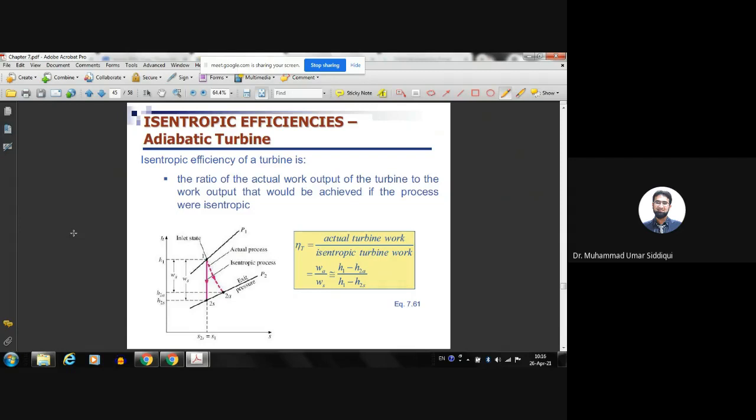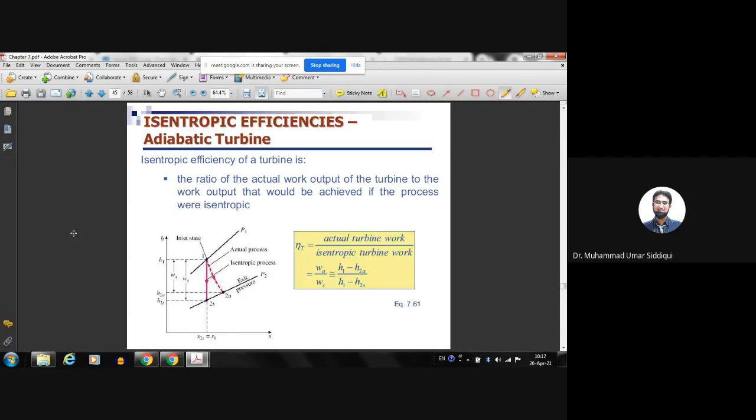Now, if the turbine is an adiabatic turbine, meaning the turbine has no loss of heat energy from it, then the process through the turbine would be isentropic, and there are no irreversibilities in the turbine, and all of the pressure energy will be converted into the work output. So for an isentropic turbine, all of the pressure energy will be converted into work output.